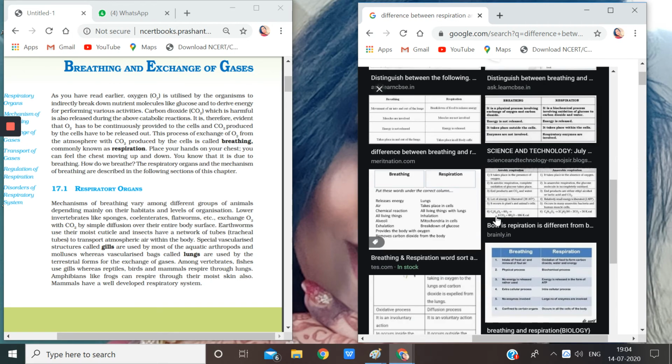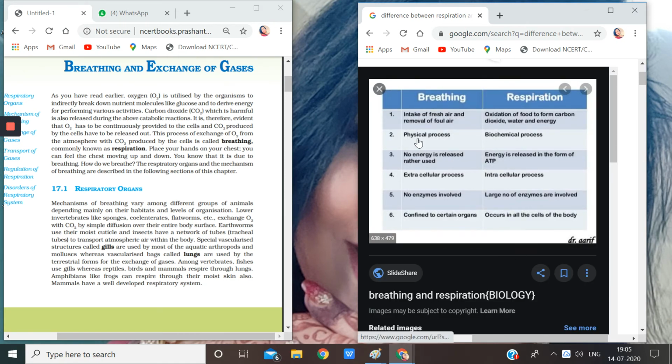So is there any other difference? Let me see. There might be some other differences also. Let me see this one. What do they write here? See, intake of fresh air and removal of foul air. Fine. Very good. And oxidation of food.